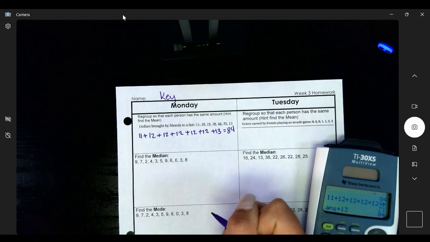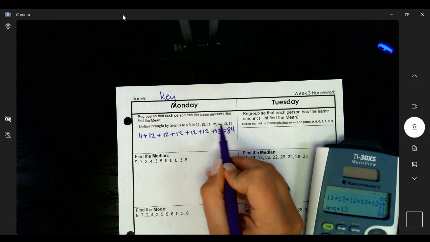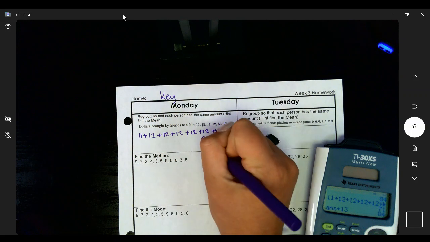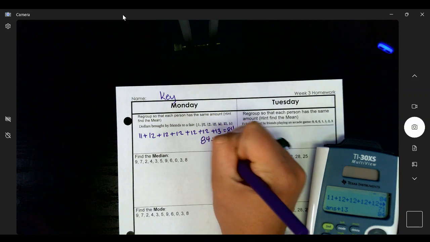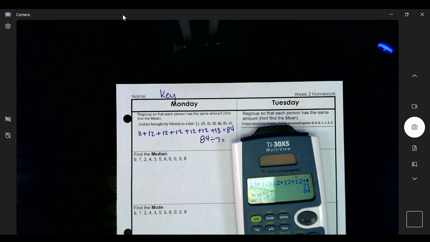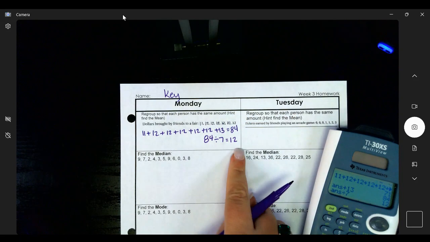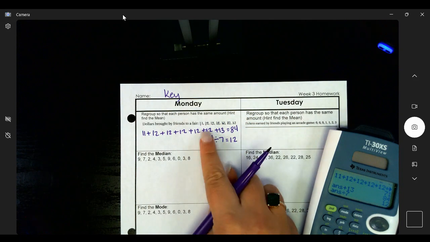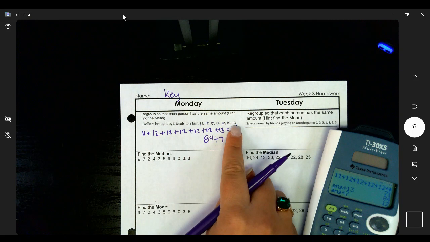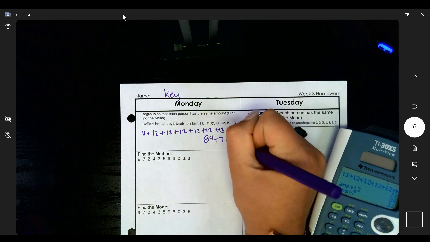And then remember with step 2 is you divide by how many numbers you have. And I have 1, 2, 3, 4, 5, 6, 7 numbers. So I'm going to take 84 and divide it by 7. I get 12. So this means I could redistribute and give each person $12. So really what we would end up doing is giving $1 from the 13 to the 11, and then we would all end up having $12.